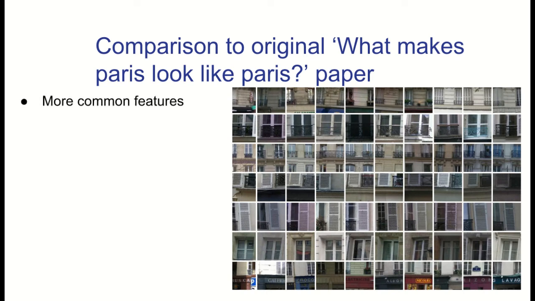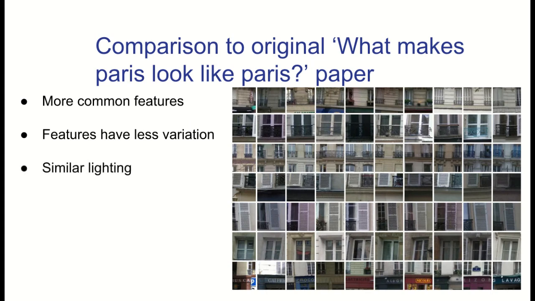for multiple reasons. The features in Paris were more common, so each building might have 100 windows or so. They had less variation. Each window of a certain type was very similar across multiple buildings, unlike castles. It's very similar lighting. They took images using Google Street View, which were captured on a single day with the same exposure settings. And images were at more similar angles and scales.